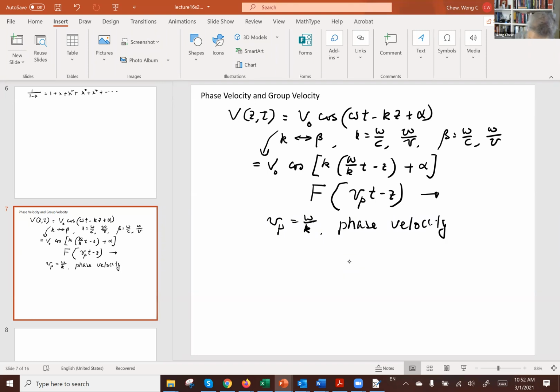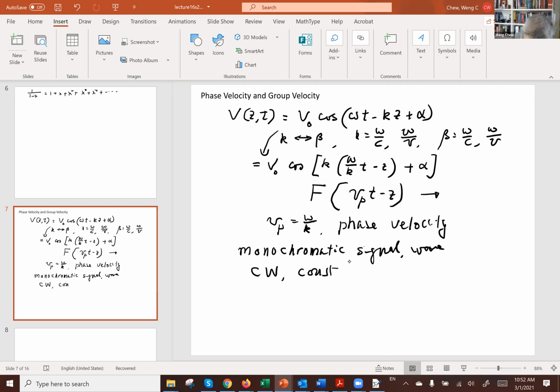this is for a monochromatic signal, or wave. And sometimes this would be called CW, continuous wave. And it's also called time harmonic. So all this means the same thing.